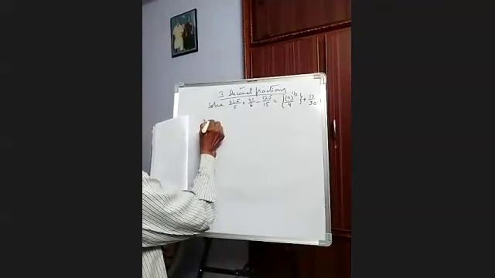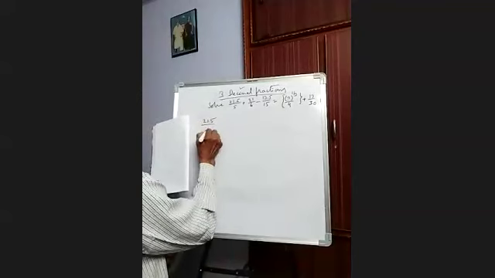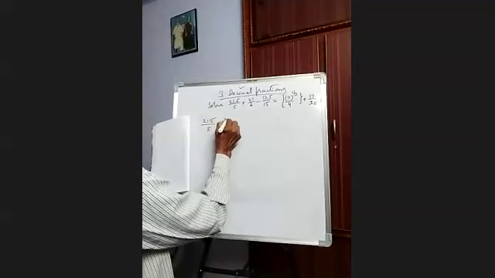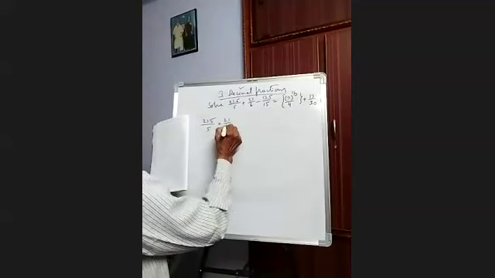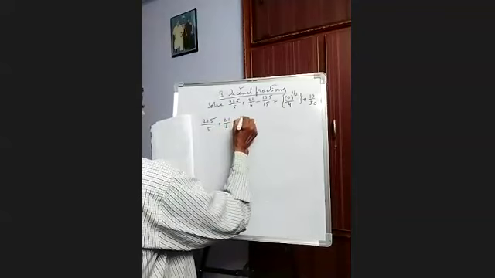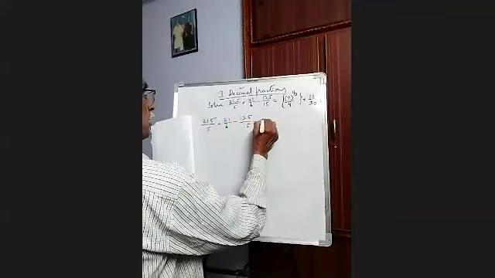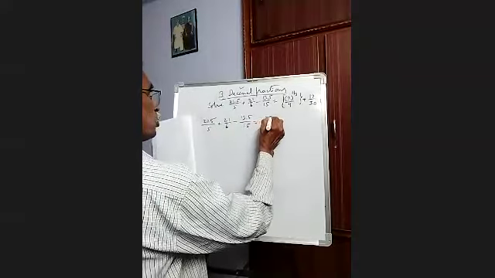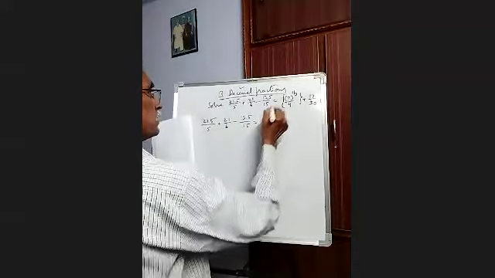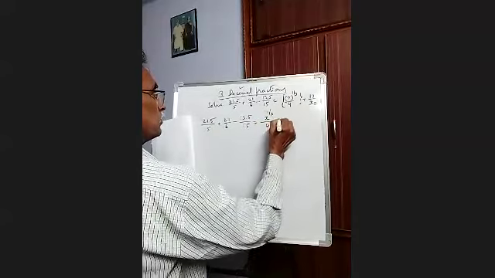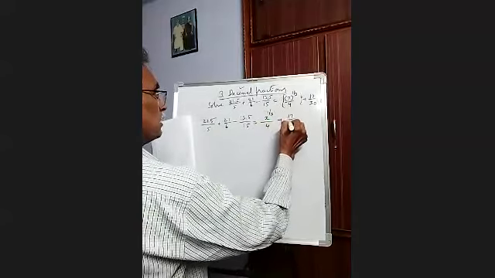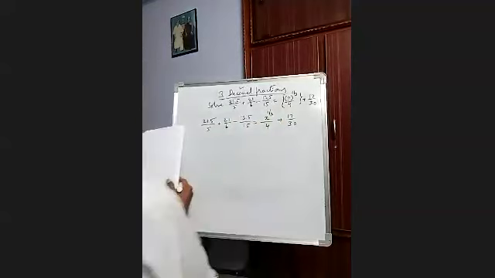21.5 by 5 plus 21 by 6 minus 13.5 by 15 is equal to x to the power of 1 by 3. Take it as x by 4 plus 17 by 30.